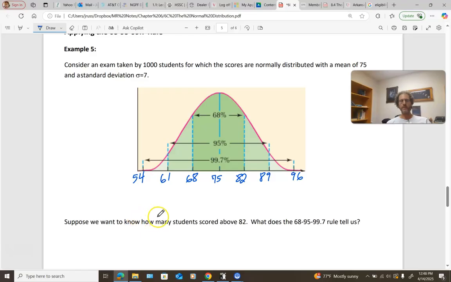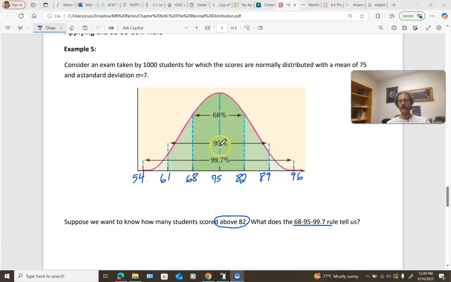So it says, suppose we want to know how many students scored above 82. So what does that rule tell us? We have to see where 82 is with respect to standard deviation. So 82 is right here. It's one standard deviation above the mean. Okay. So this rule tells us that from one standard deviation above the mean to one standard deviation below the mean, we have 68% of the data.